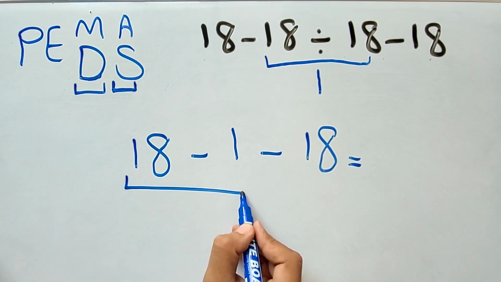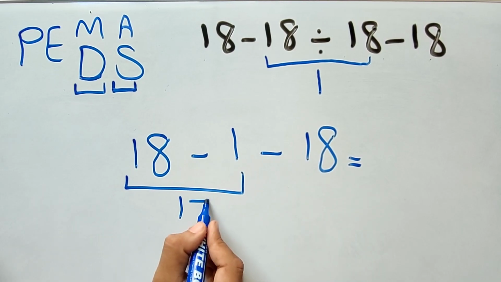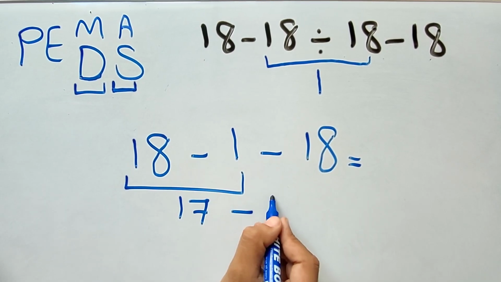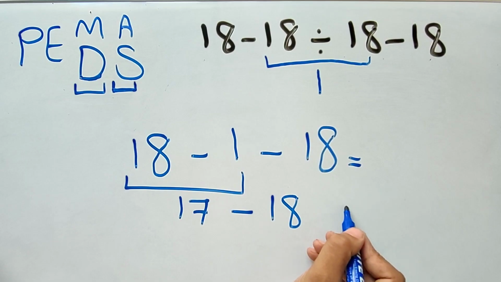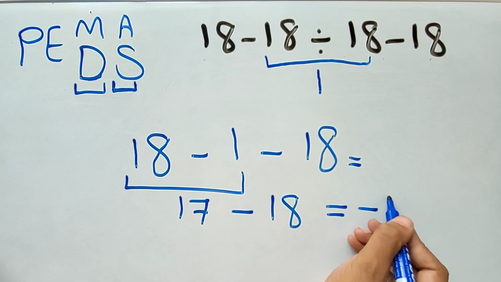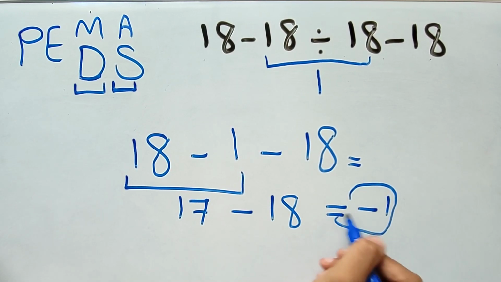Now 18 minus 1 gives us 17, and 17 minus 18 gives us negative 1. The final answer is negative 1.